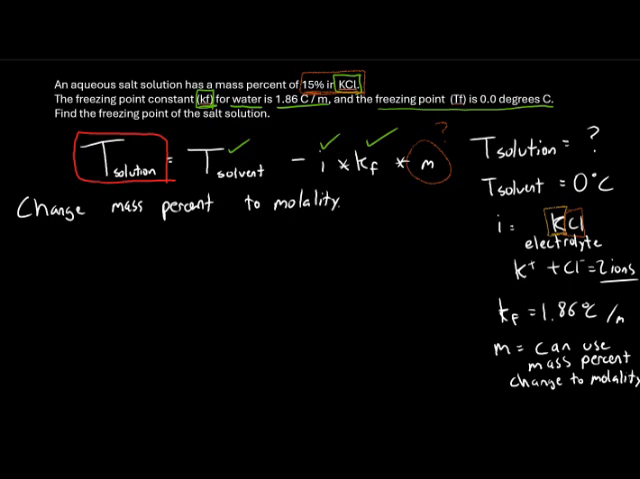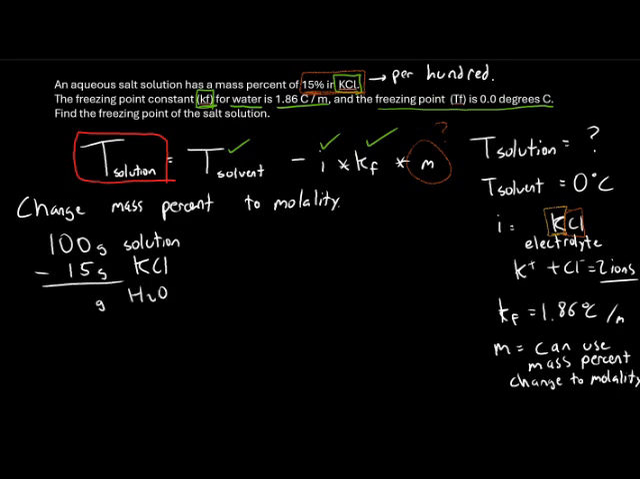Now, our solution is 15% KCl. When we have percent, we can assume 100 grams because percent stands for per 100. So we will say that there are 100 grams of solution. 15 of those grams are KCl. And if we subtract, we'll get our grams of water. Again, we know this is water because the question says we have an aqueous salt solution, aqueous meaning water. 100 minus 15 is 85 grams of water.